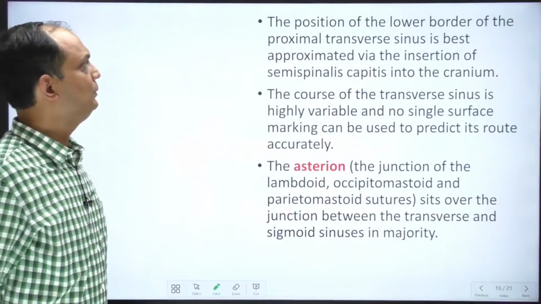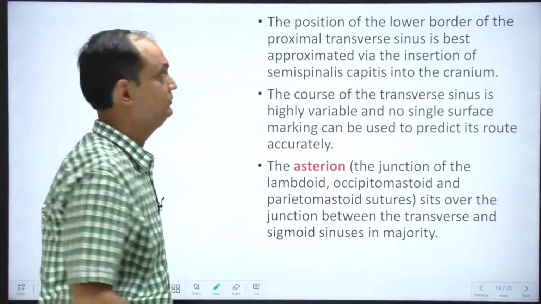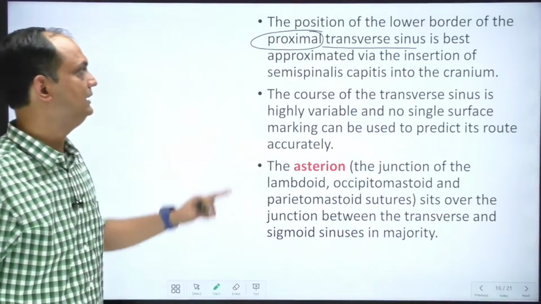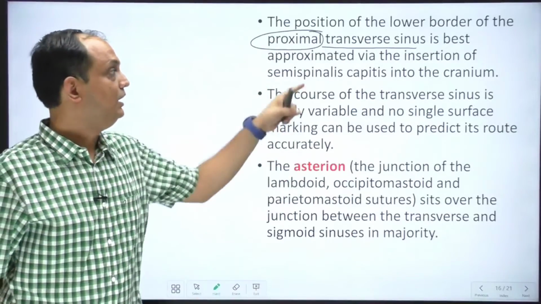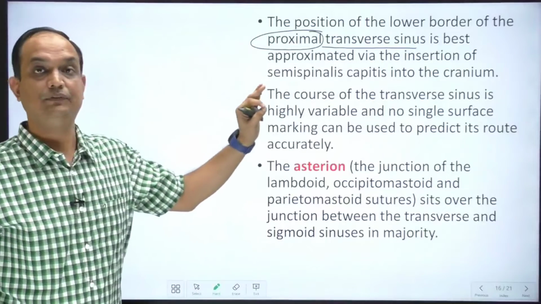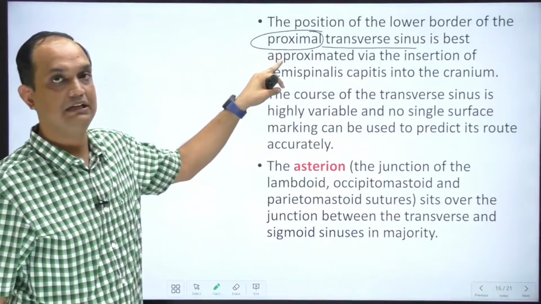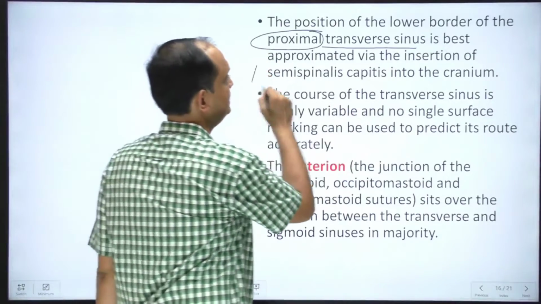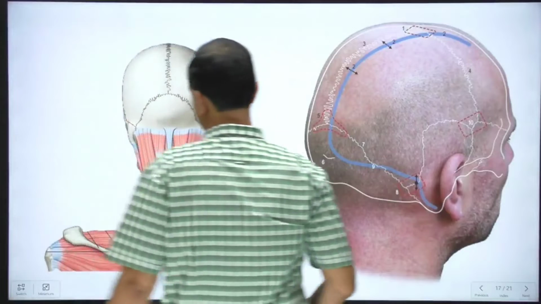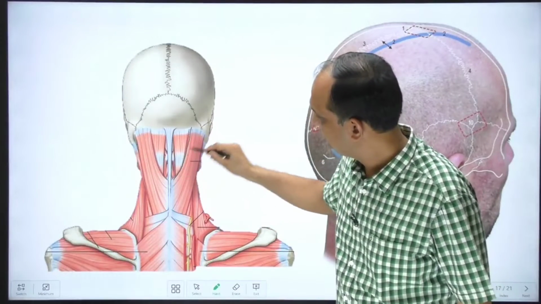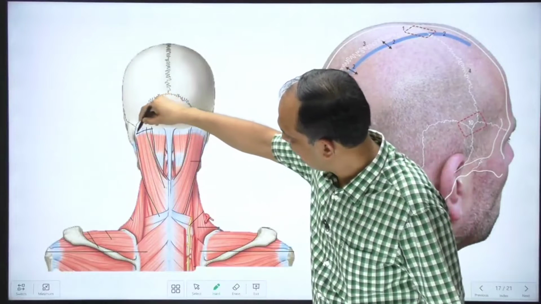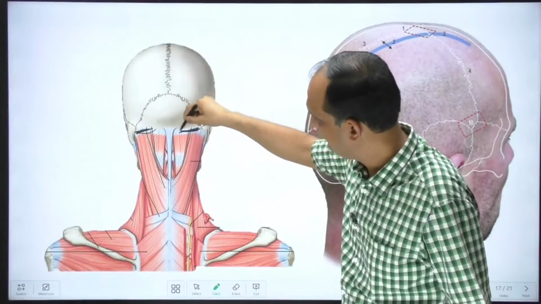The position of the lower border of the proximal transverse sinus. Now see, the word is proximal. Transverse sinus is best approximated via the insertion of semispinalis capitis into the cranium. What does it mean? If I want to do the surface marking of the proximal transverse sinus, I have to first mark the attachment of semispinalis capitis. Now this is your semispinalis capitis muscle. You can see that this is your semispinalis capitis muscle. Now this is the point of insertion of the semispinalis capitis.